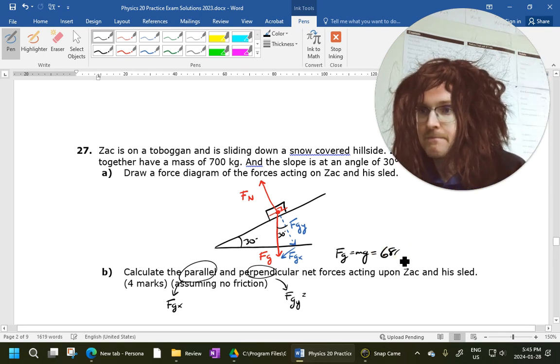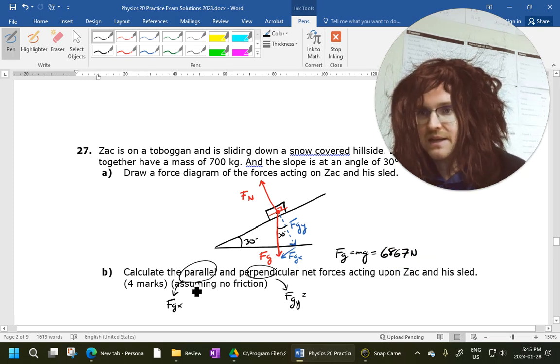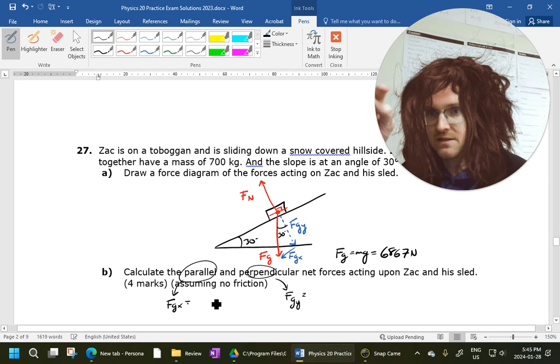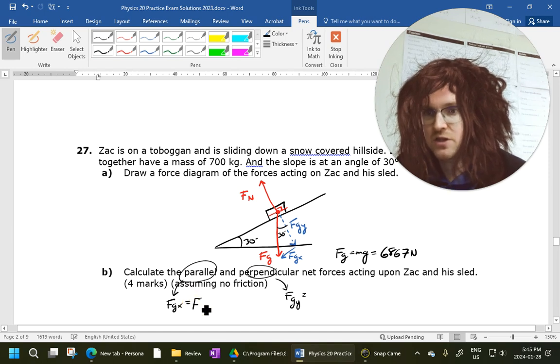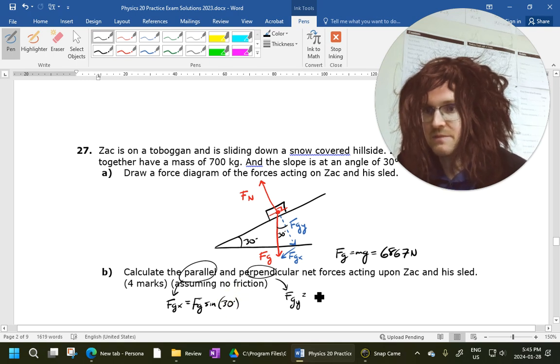6,867 newtons. Perfect. So now I can go down here and find out these two. So Fgx looks like it's the sine. So I'm going to go Fg sine 30 degrees. And this one looks like it's the adjacent side, so that's going to be cos. Fg cos 30 degrees. Okay.